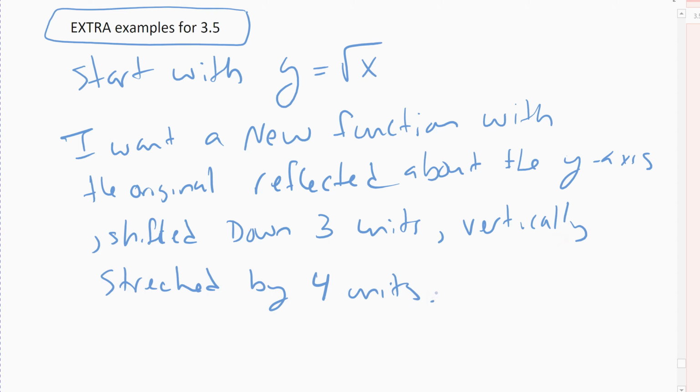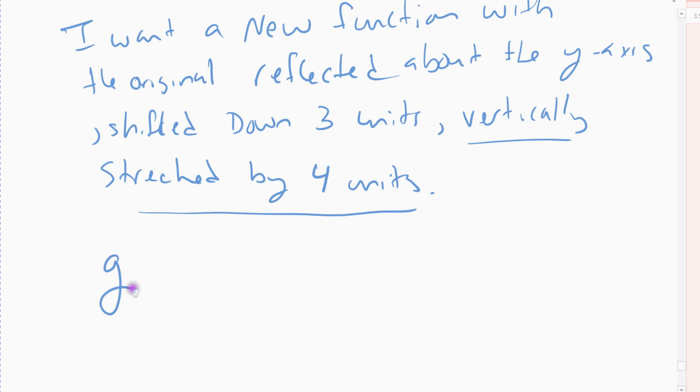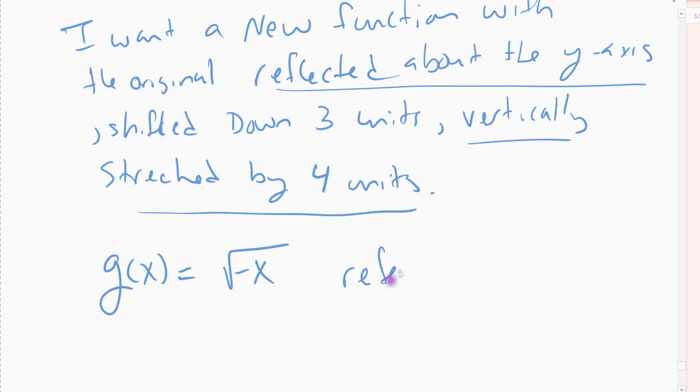I want it to flip over the y-axis. I want it to shift down 3 units, and I want it to be stretched vertically by 4 units. So there's 3 things I have to do to get to my new function. I'm going to call my new function g of x. The first thing, when I want it reflected about the y-axis, well, that's when I put a negative on the x value, right? My x values become negative. So square root of negative x first. That's the reflection about the y-axis. All right, so that's 1.